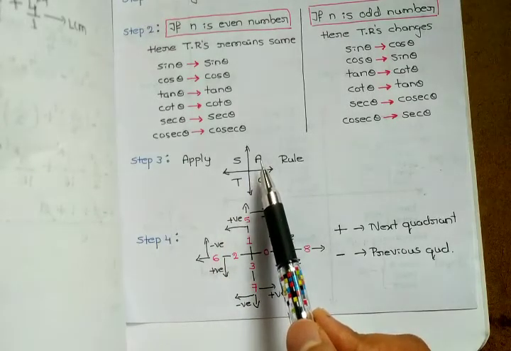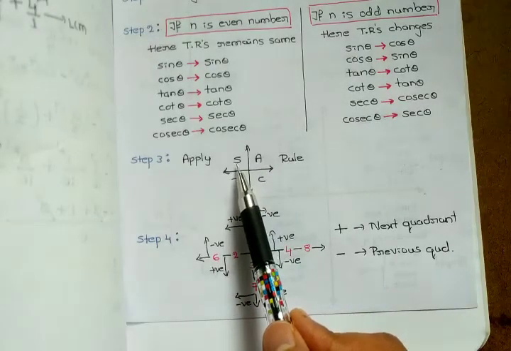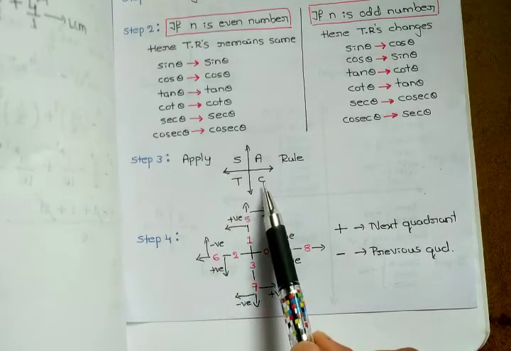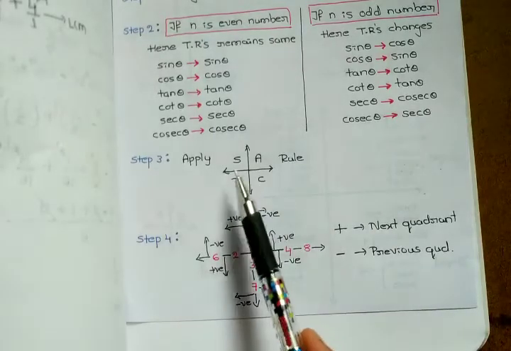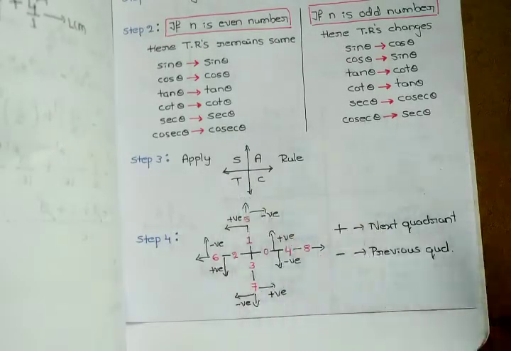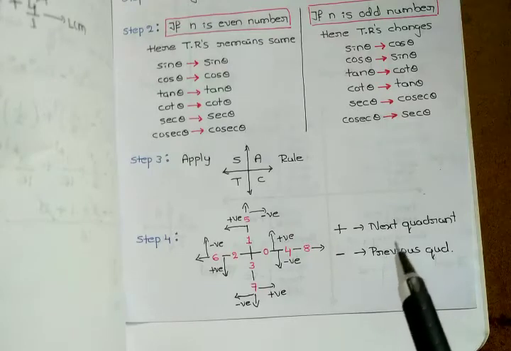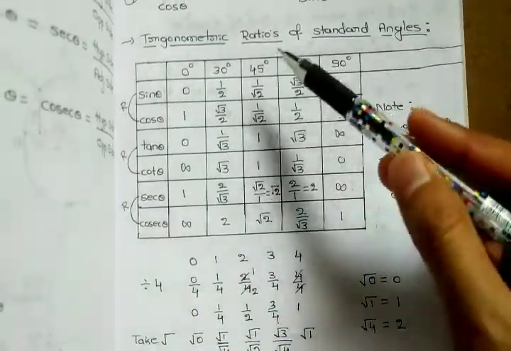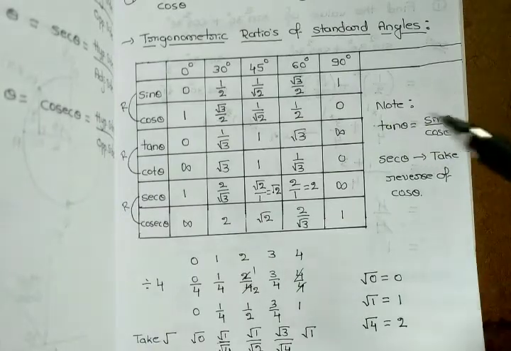A means all in the first quadrant, all trigonometric ratios are positive. Sine and its reciprocal, cosec, are positive. Tan and its reciprocal, cot, are positive. Cos and its reciprocal, sec, are positive. In these three, all the remaining ratios are negative. So these many things you need to remember. And finally, you need to remember the trigonometric ratios of standard angles table to substitute the values while solving the examples.